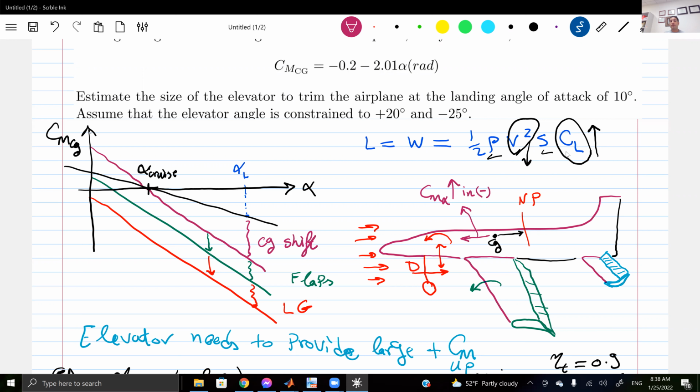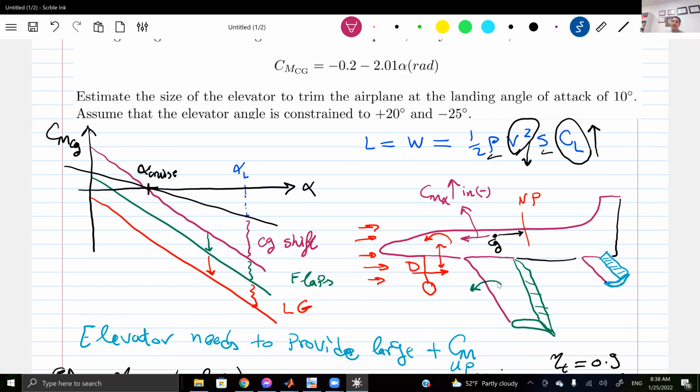We need more. To provide more, we have the flap. This is the main objective of flap, actually. Any flap, whether it's here, there, or wherever, when you deflect it, you can control the lift on your surface. You deflect it down, you increase the lift. You deflect it up, you decrease the lift.